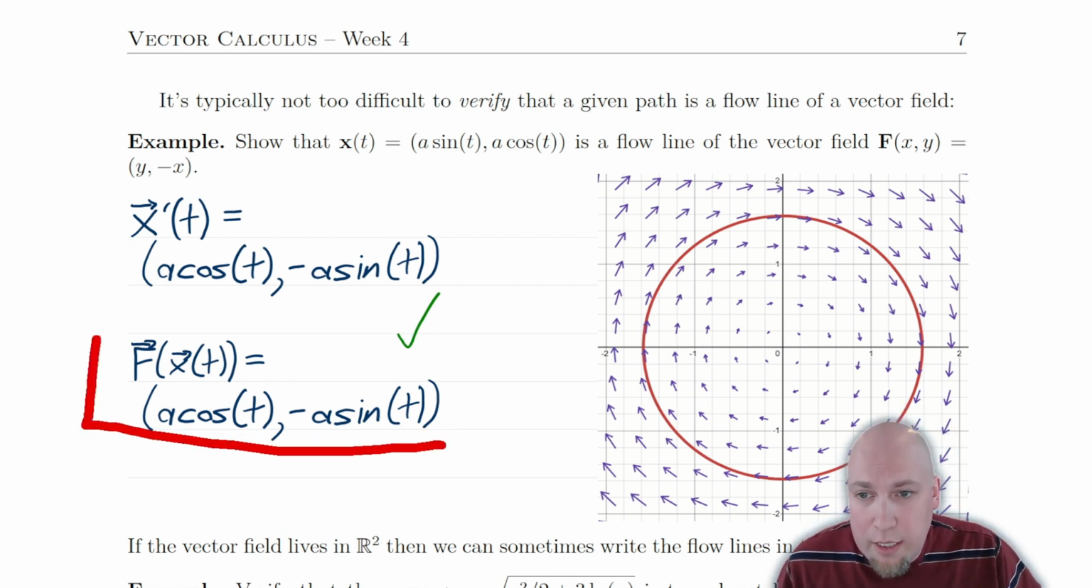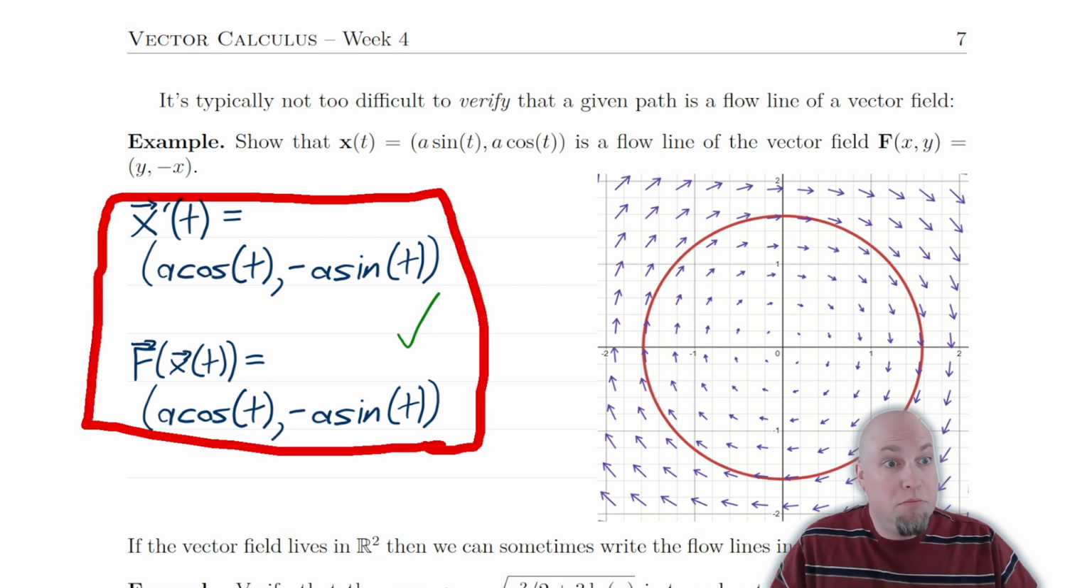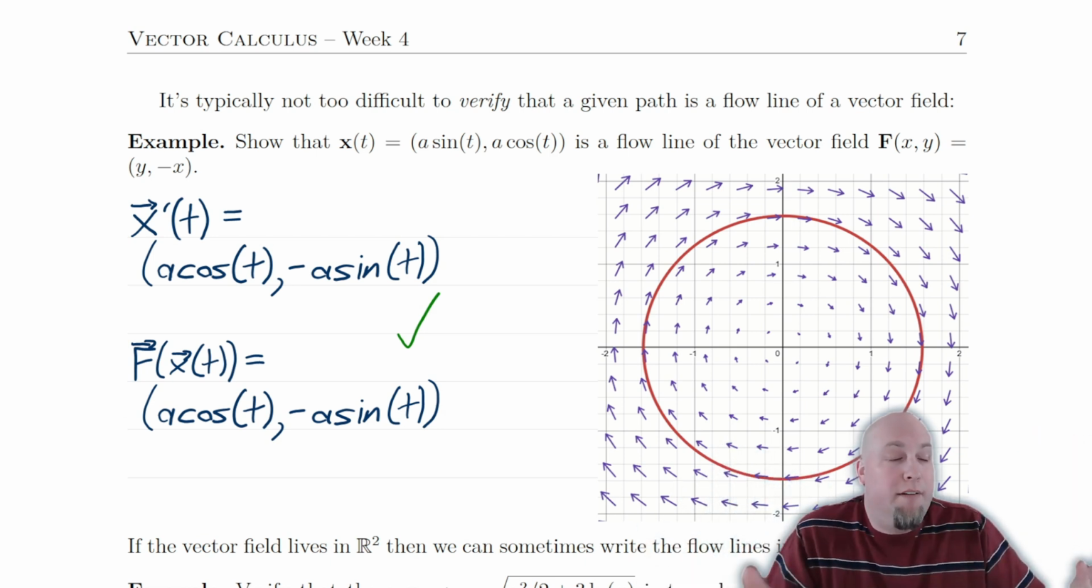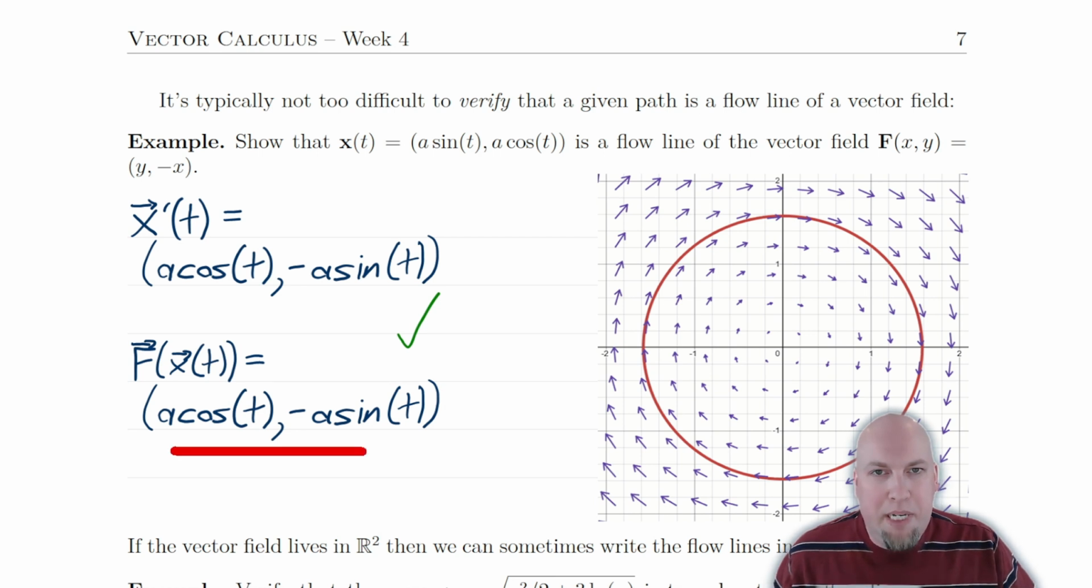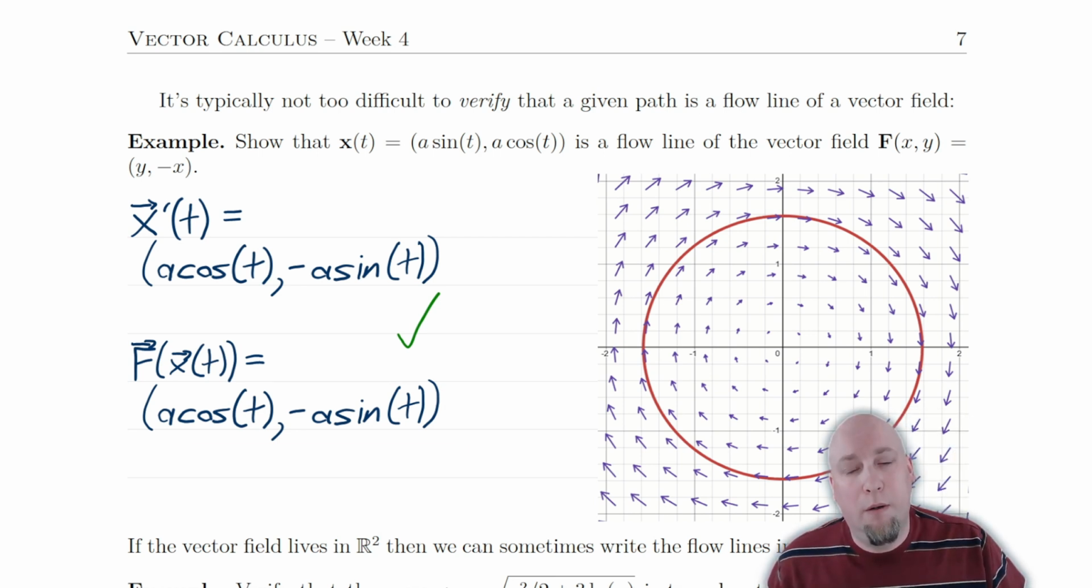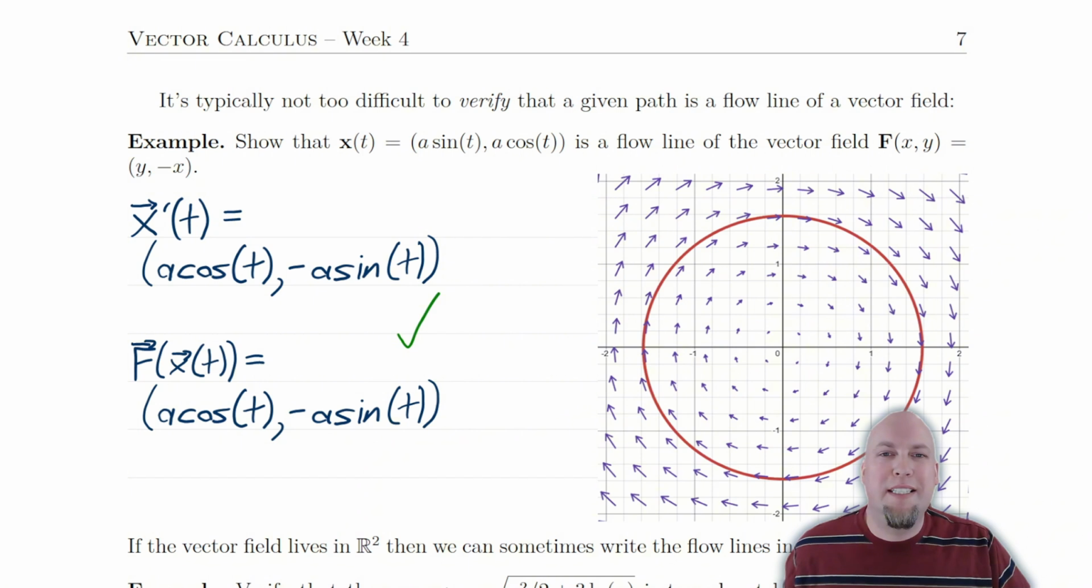And then if you squint really hard, those are equal to each other. Great. That's what it means to be a flow line. That's it. The fact that these two are equivalent to each other means that yes, that really is a flow line.